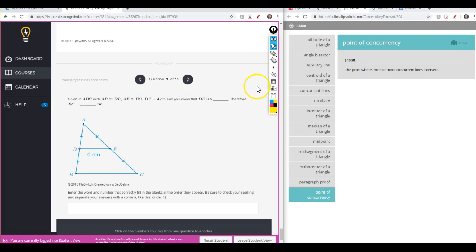Okay, so let's mark what information we have. We have segment AD marked right here, being congruent to segment BD, marked being congruent. That's wonderful. Then we have segment AE being marked as congruent to segment EC. So what we have is half of each of the sides of the triangle.